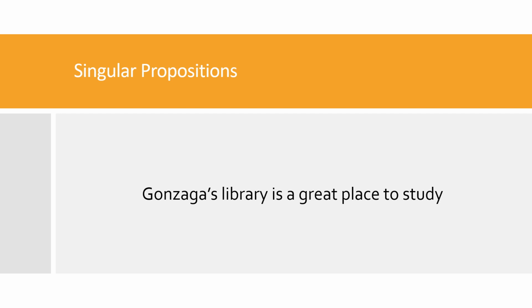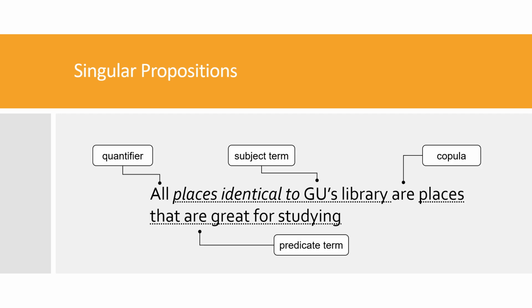So what happens basically in the translation is something like this. All places identical to GU's library are places that are great for studying. And again, this parameter is unwieldy. It sounds kind of silly, but in the end, what it does for us is it takes that subject term, this singular object or thing out there, and it creates a class or category for it all by itself. And then, of course, my quantifier has to be universal, whether it's affirmative or negative, doesn't matter. What that does basically is say every last one of these singular things are places that are great for studying in this case. And then what I want is that quantifier, subject term, copula, predicate term in that order every time without fail.